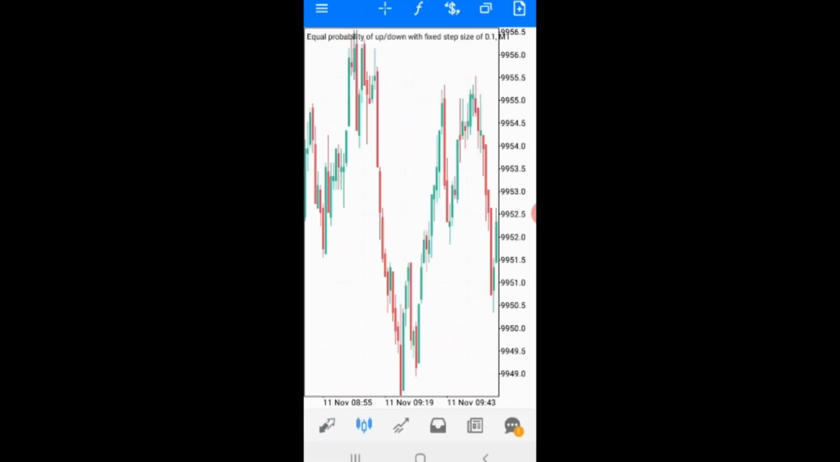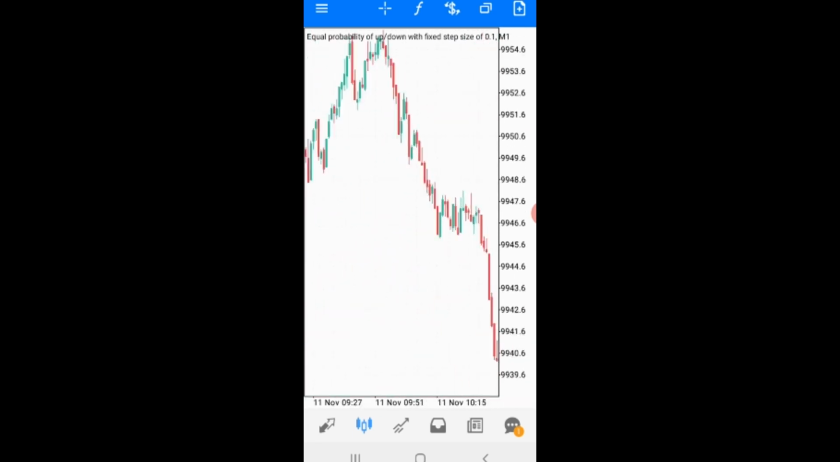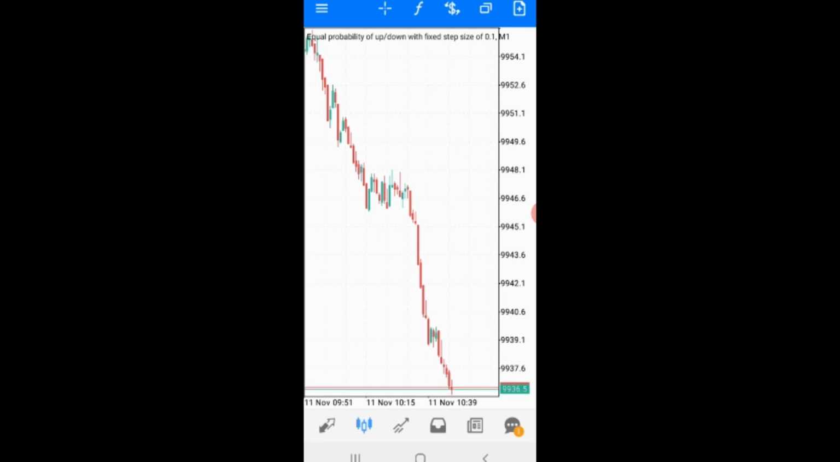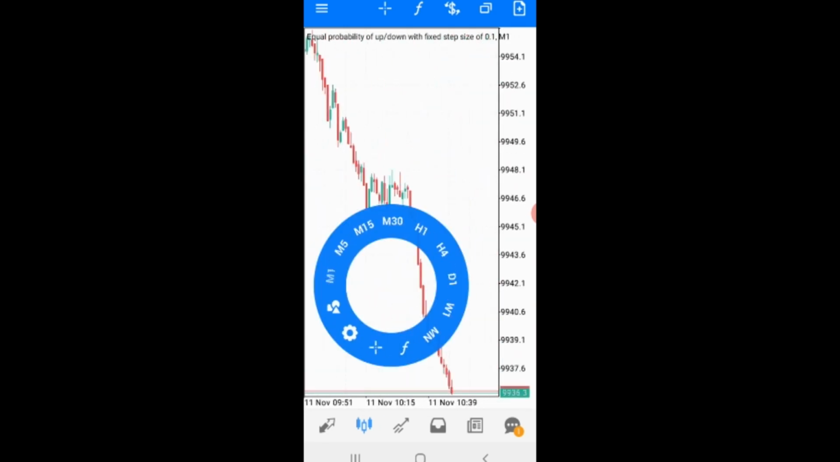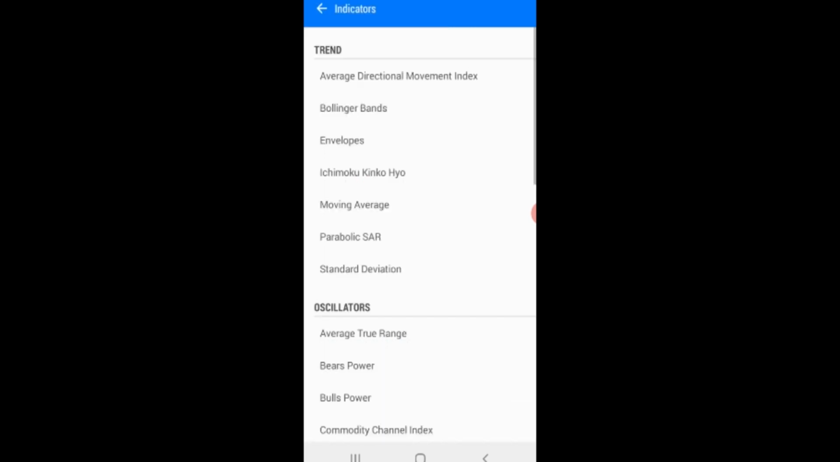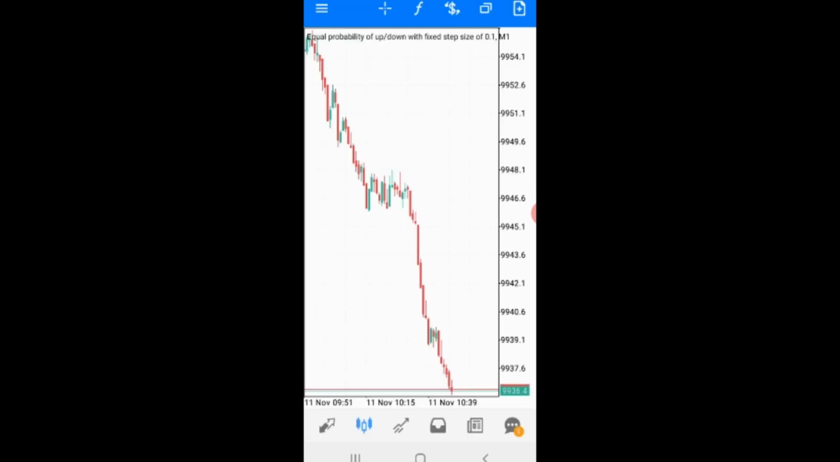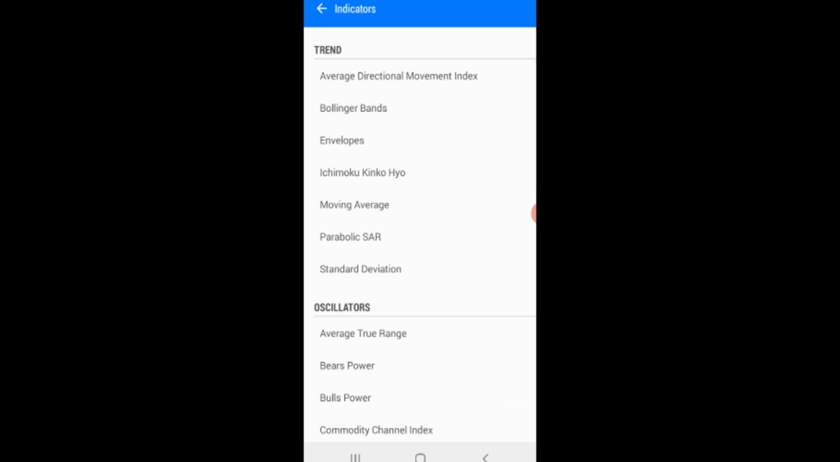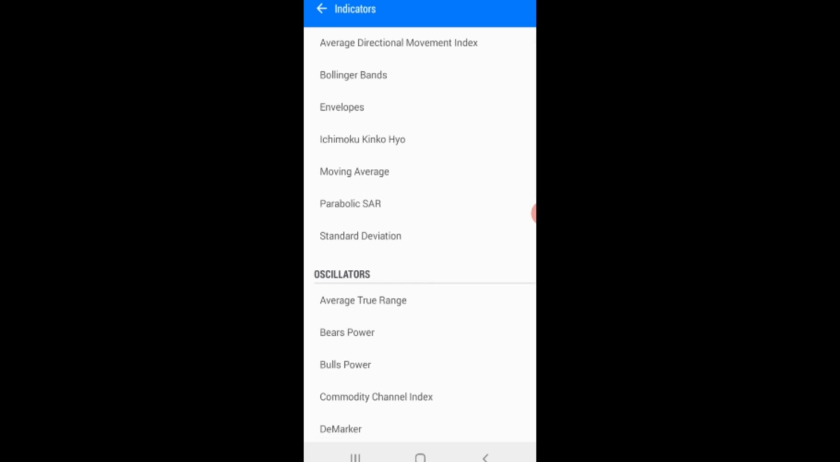Yeah, this is step index. This is my 1 minute time frame, so we are using the 1 minute time frame. What we need to do now is add the indicators that we need. You click on the indicator tab. The first indicator we need is the moving average.